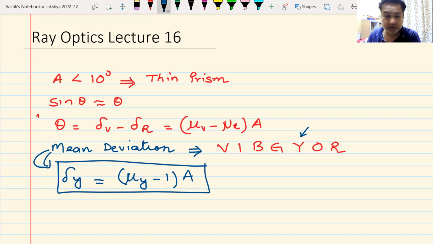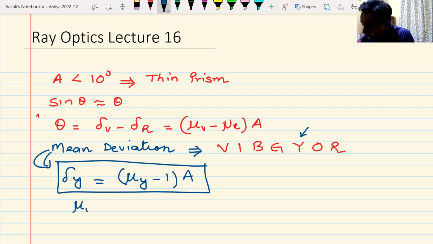And this will be equal to mean deviation for yellow light. Deviation for yellow light, or mean deviation, will be equal to mu yellow minus 1 times A. Do we understand this? Now, sometimes in a question, mu yellow is given to you. Sometimes in the question, mu yellow may not be given to you. So there is a very simple way to find out the value of mu yellow.